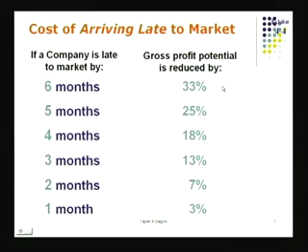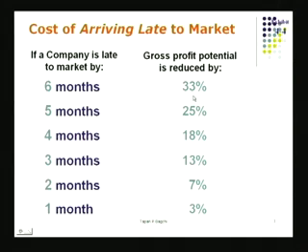If I'm late by 6 months in shipbuilding, my profit goes down by 33%. If I'm late by 5 months, 1/4 of the profit is gone, and so on and so forth. Even if I'm 1 month late, there is some profit lost. Why should these be there? Why should these losses be there? Can something be done about it?